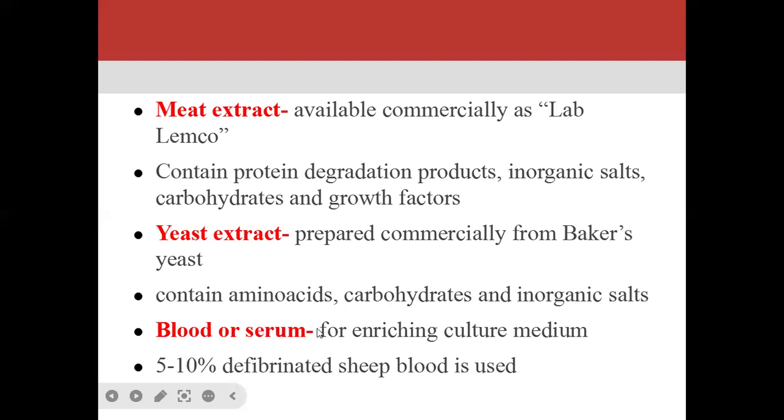Blood or serum is added for enriching the culture media. Some of the bacteria are exact in their growth requirement. They are fastidious bacteria. Fastidious bacteria means they are exact in their growth requirement. So to grow these bacteria, we have to enrich the culture medium. We enrich the culture medium by adding blood or serum. Like Haemophilus influenzae, here we add 5 to 10 percent defibrinated sheep blood. And in some cases, such as in the case of Loeffler's serum slope, we add serum also.